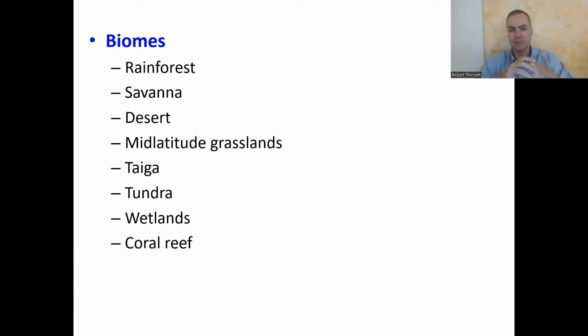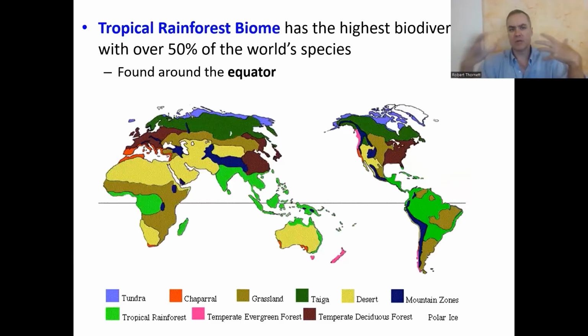We're also going to mention some of the animals that live there and their adaptations. Biomes are not classified by animals, but just to give you an idea of what types of animals live in different places among the vegetation, I want to mention some of them as well. We start with the tropical rainforest biome, which has the highest biodiversity in the world.